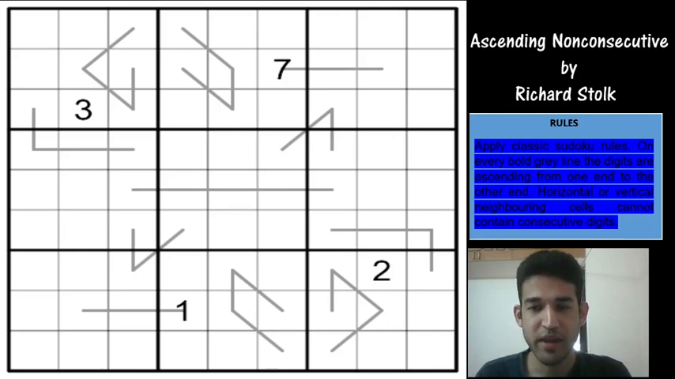Today's video is being made on a request from one of our viewers. This is an Ascending NonConsecutive Sudoku taken from Logic Masters India contest that happened quite a while ago. The contest Sudokus were authored by Richard Stolk, one of the best Sudoku authors you'll ever see. Richard is a prolific author and he has authored multiple national championships and world championships also, and his creations are always something I look forward to.